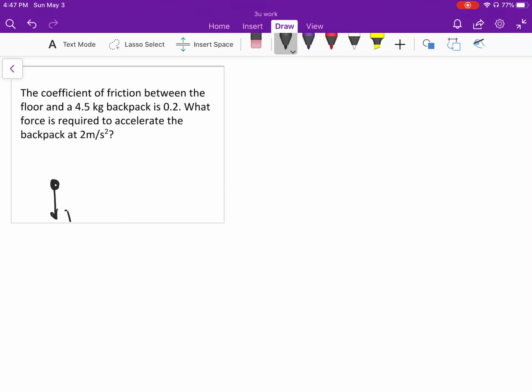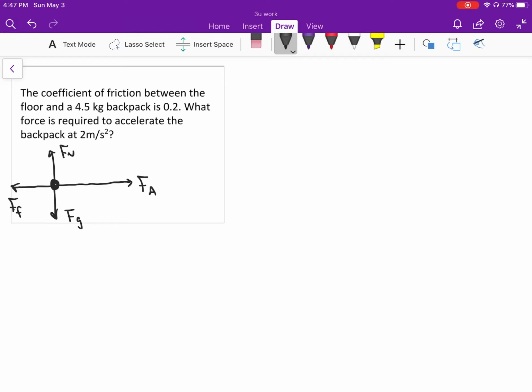Gravity straight down, normal straight up. We're pushing it, I'll call this way forward. I'm going to call that F applied for a pushing force. Friction straight backward, I'll call that FF.